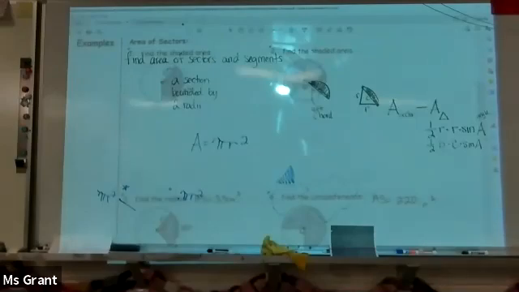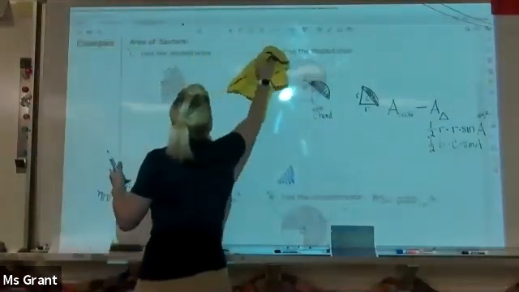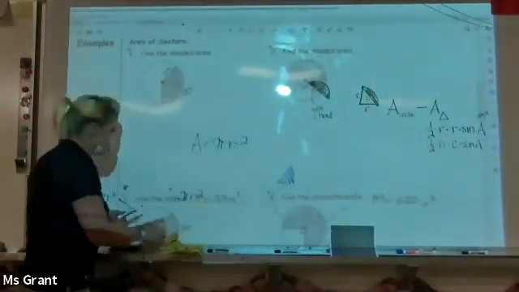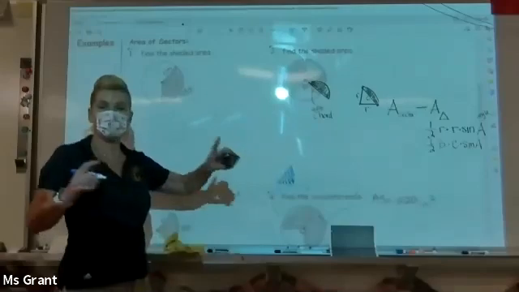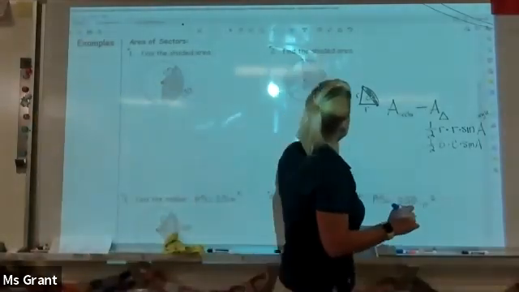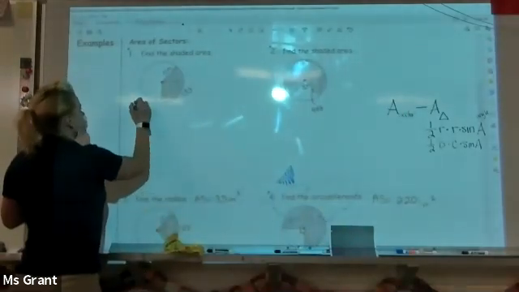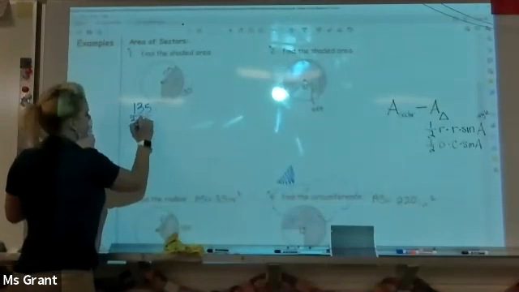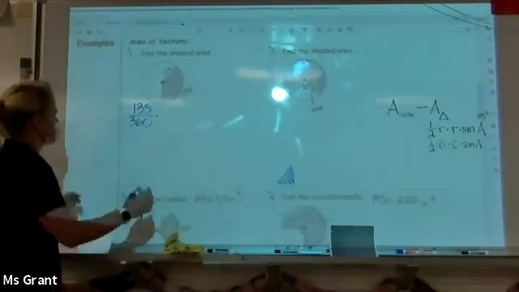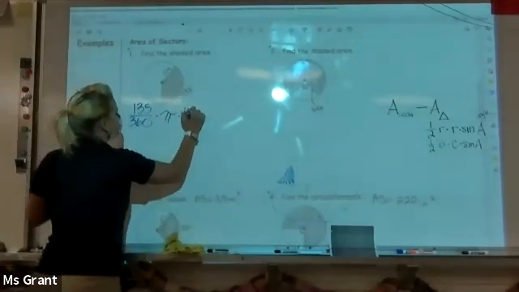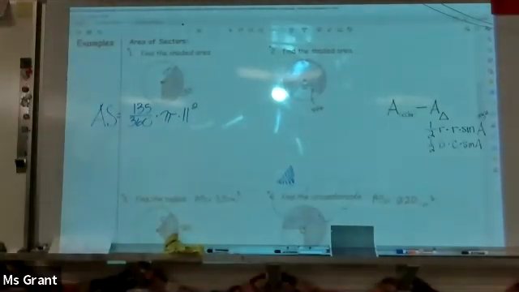1 and 2, I am given the radius and I am given the angle measure. So you can see that this says 11 meters and 135 degrees. So using the formula above, I'm going to do degrees, 135 divided by 360 times the formula for area of a circle, pi times 11 squared. Now this AS means area of the sector.